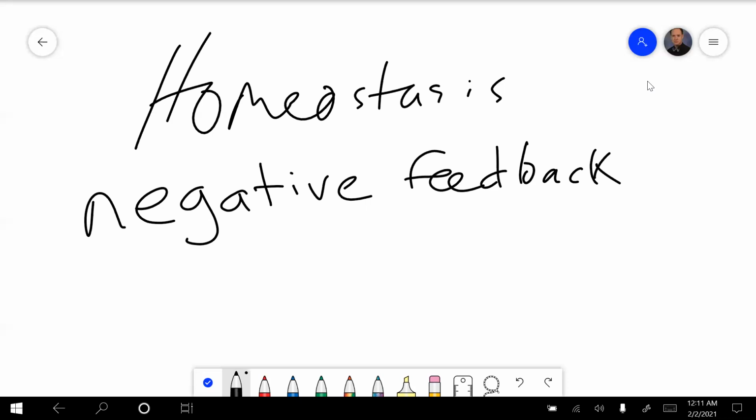Homeostasis maintained through negative feedback, constant internal environment. That is a big picture idea, and it's something that's going to come up repeatedly.